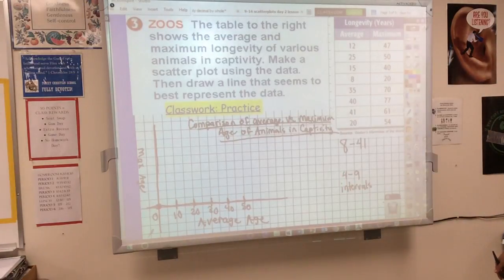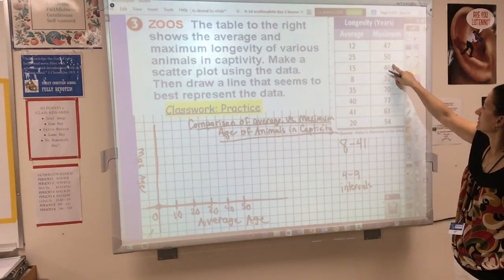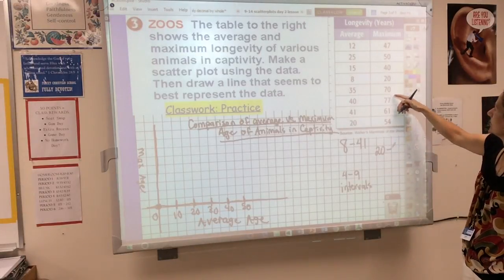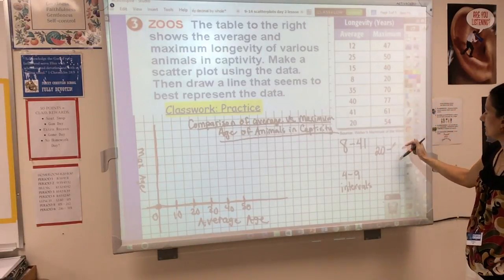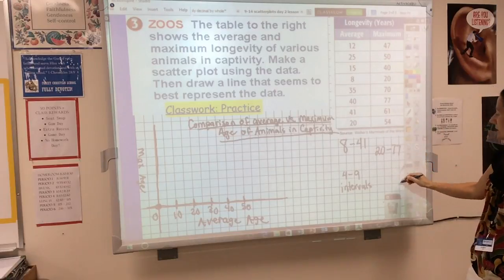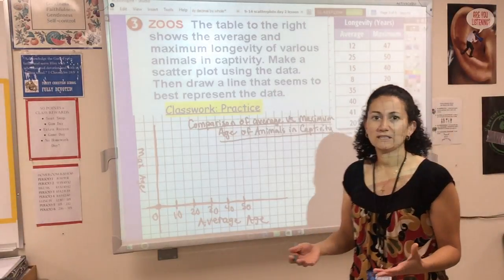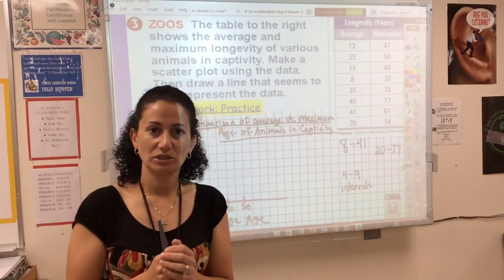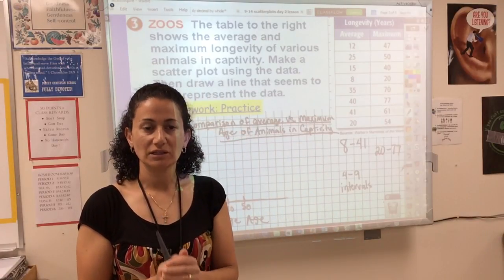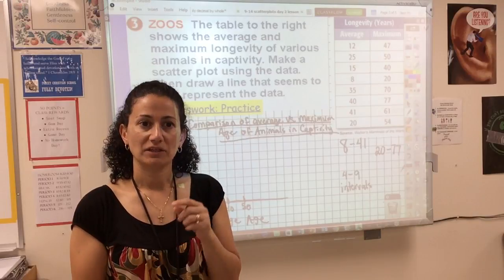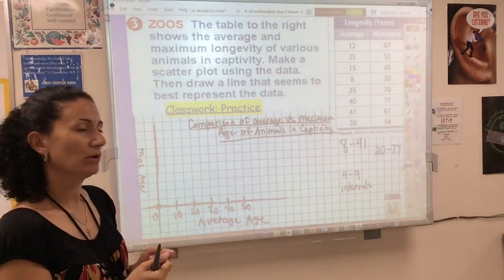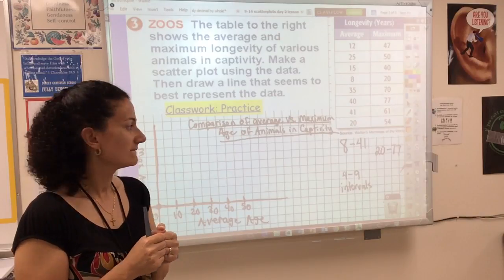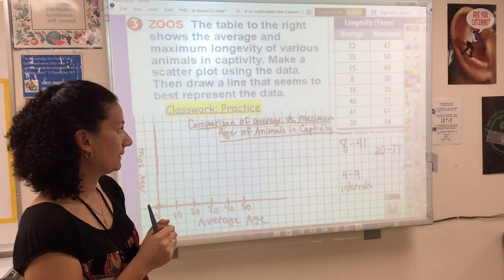So I'm going to look for the lowest number. It looks like that's 20, and my highest number is 77. So I have to make sure my range, my scale, 20 to 77, I have to make sure my intervals cover all those. What do you think? What do you think I should count by? I have to cover 20 to 77. Pause the video and think about it. Unpause when you're finished. What do you think I should count by?